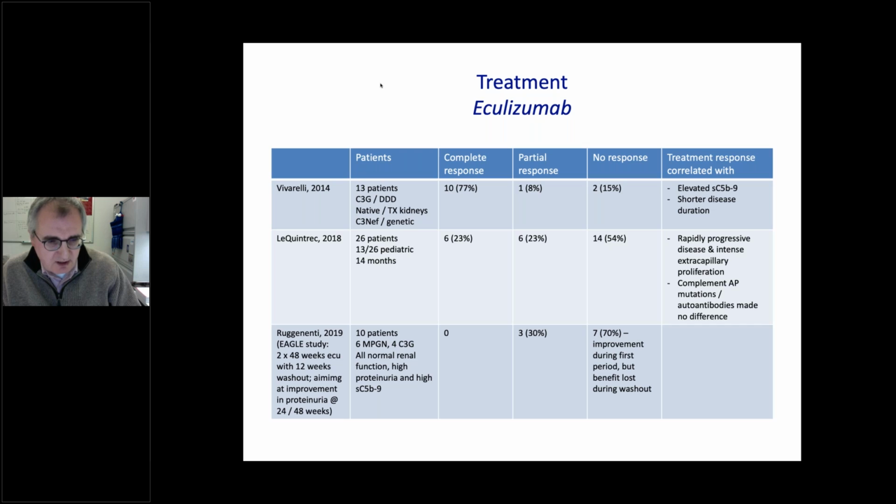And then there is one formal mini trial with 10 patients, the EAGLE study, in which 2 blocks of treatment were applied, 48 weeks each, with a 12-week washout in between. The primary outcome was improvement in proteinuria. In those patients, this treatment trial was mainly a failure.